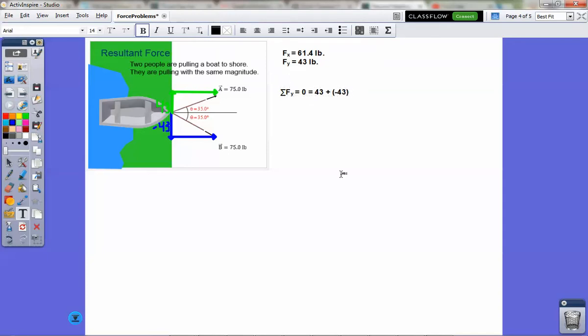Right? So that means that this boat, is it going to move vertically at all? Yes or no? No, it's not. Okay? The net y force here equals 0. So it's not going to move in the y direction.